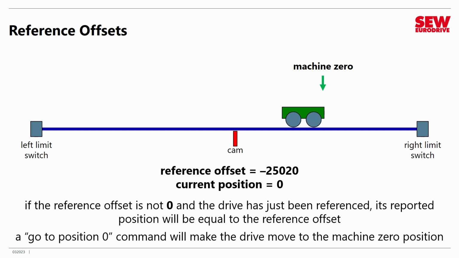It's going to move to 0, and then it'll say, okay, now I'm at 0, because now I'm at the true machine 0 position, not at the sensor. That's a subtle difference, and once you understand it and internalize it, it makes a great deal of sense. So be sure you understand this. Offsets are important, but they are a little confusing at first.